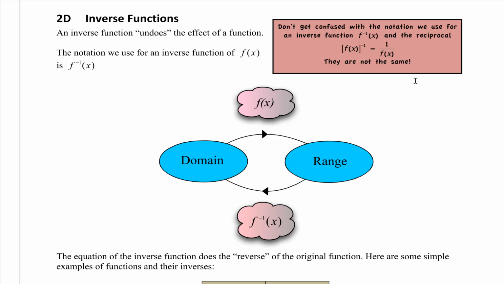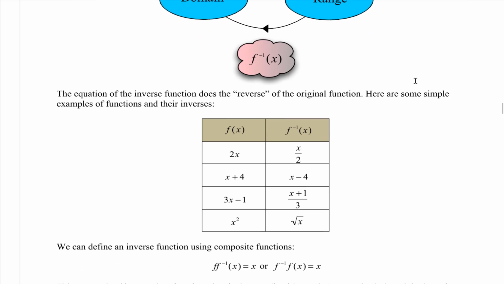So one of the things I'm going to go through is see how, if you have the domain of a function and the range of a function, then for the inverse function those two are swapped around. So the domain of the original function becomes the range of the inverse function and vice versa. So let's just look at a few examples.